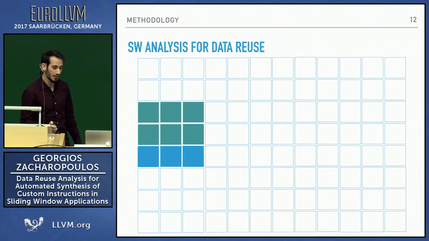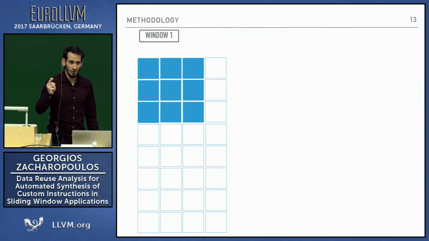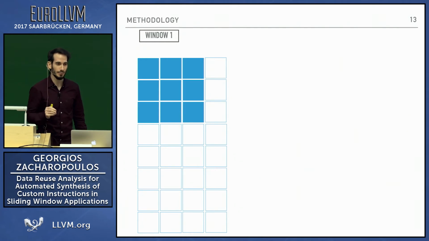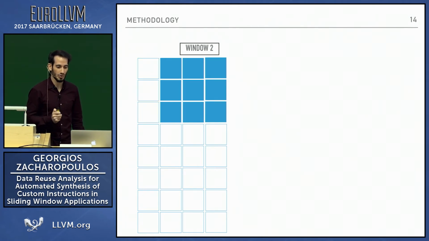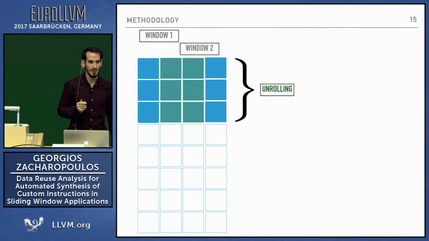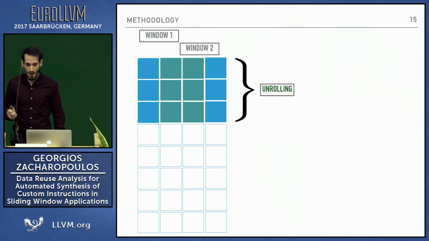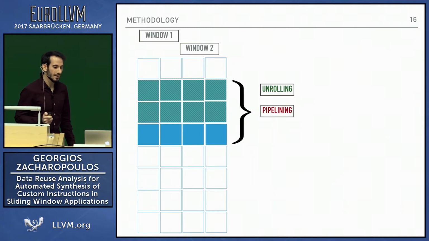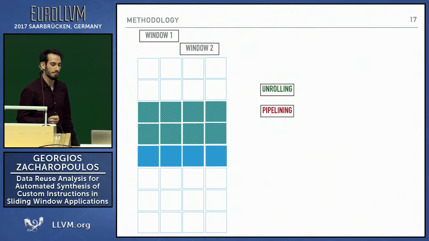Not only that, but we could also have not only one window of access, not only one data path, but two at the same time. If you unroll the external loop, there's even more data reuse potential there. And by combining those two, we can see that the data reuse is quite significant.